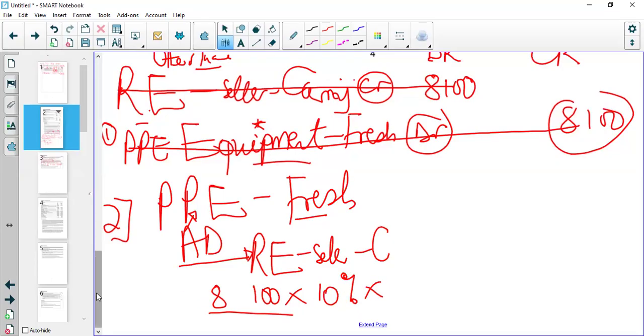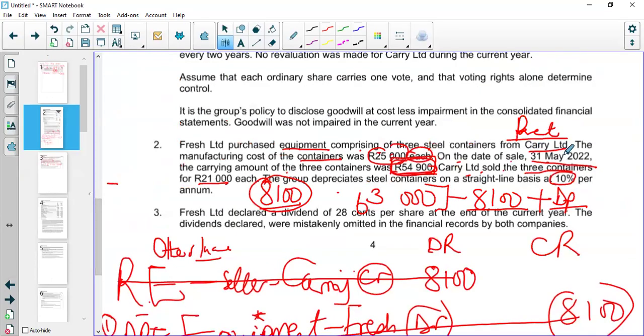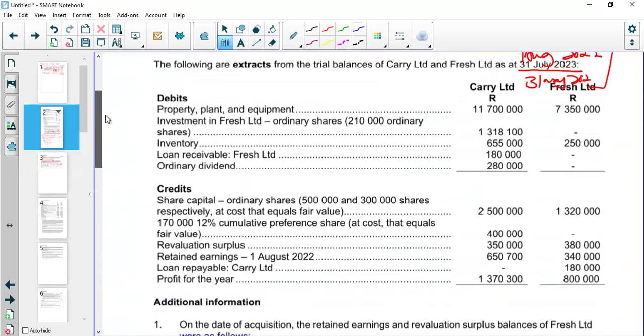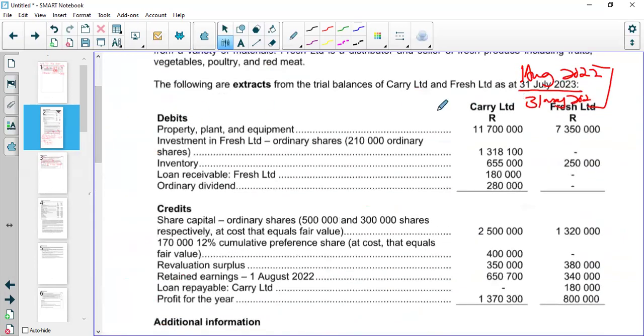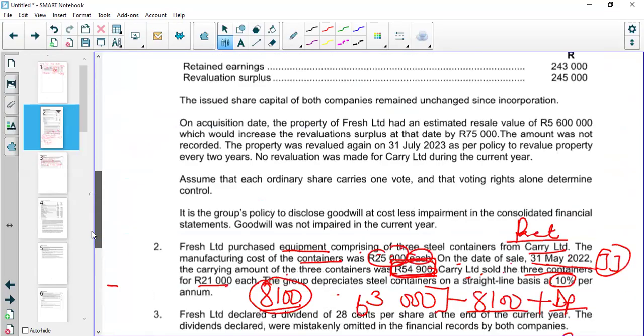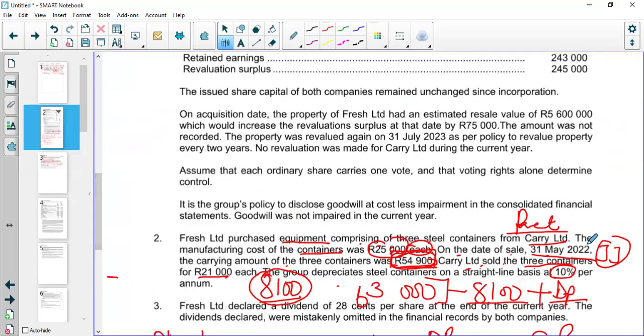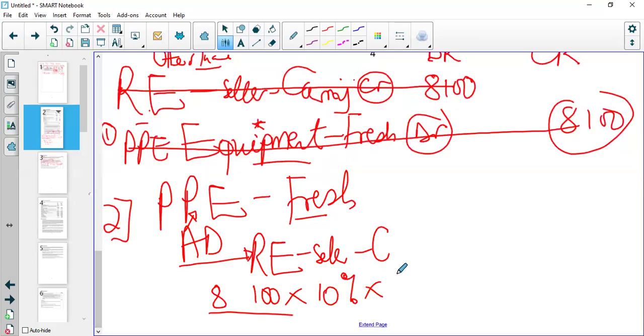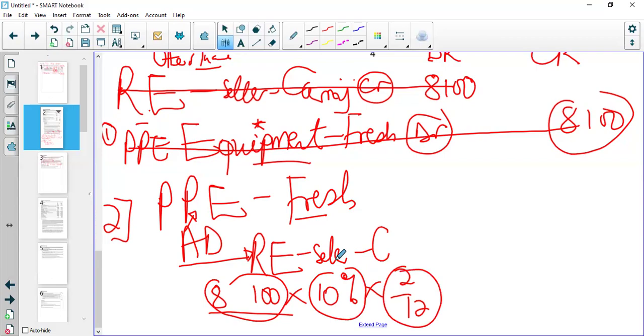And for how many months last year? It was 31 May, so we only have June and July, up to 31 July 2022. So that's just 2 months, so I'm going to say times 2 over 12. You get a lot of marks for knowing that you use the profit. You get marks for using the correct rate. You get marks for this counting. So you get a lot of marks for that.